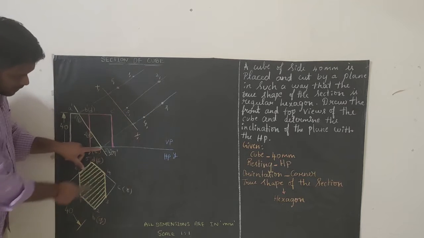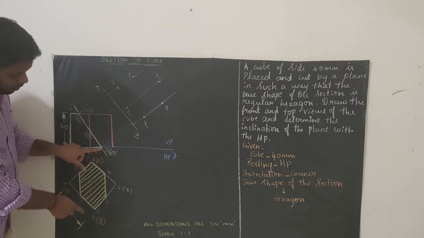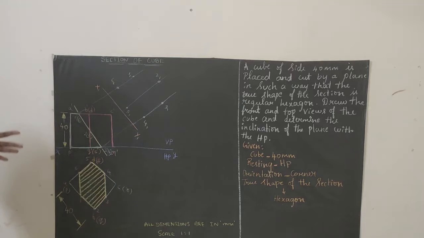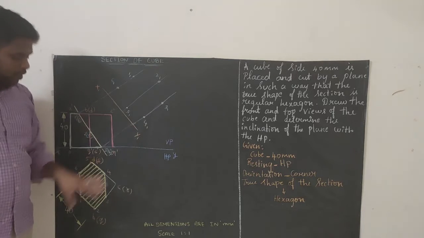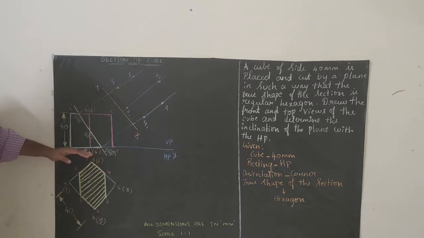So from the reference line till 4, measure and keep your compass here and cut an arc. From the reference line till 3, keep your compass here and cut an arc. So what we did is, we have just formed all the points. Whatever dimension is from the reference line till this point, the same we should have here.